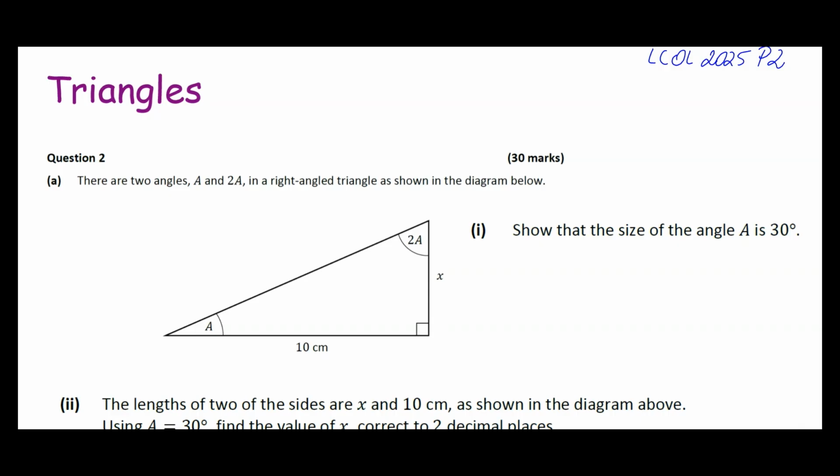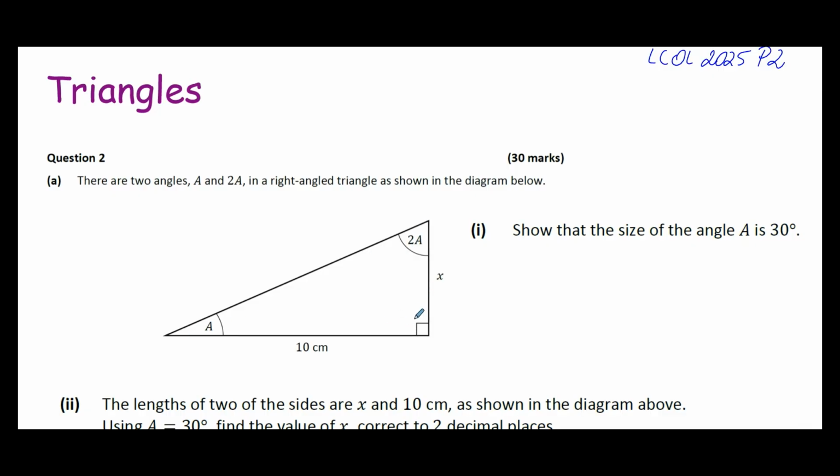How are we going to deal with triangles in our exam question? Here there are two angles, A and 2A, in a right angle triangle as shown in the diagram below. You can see angle A and twice that size, angle 2A. First thing, we have to show that the size of angle A is 30 degrees. Now, I'm jumping ahead.